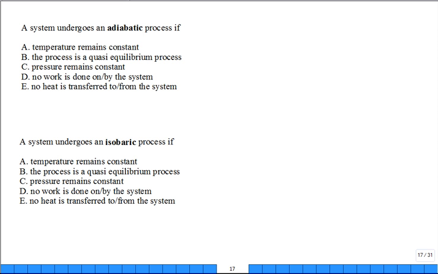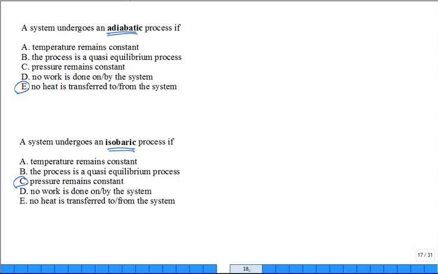So what does adiabatic mean? Which one? A, B, C, D, E? So it's E. Do you agree? Very good. And then isobaric, what does it mean? C, constant pressure. Very good, right? What did I say? Morale booster? Or regain your confidence a little bit.